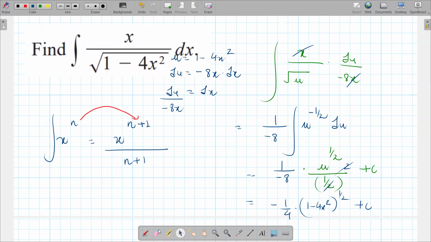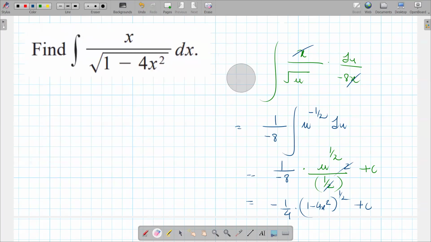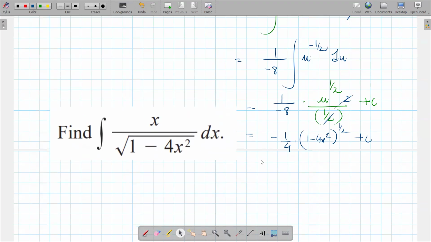That's going to be the final answer. And like I said before, it's very easy to double check your answers with an integral because you just take the derivative. Now, if you take the derivative of this, hopefully we get this. And let's see if that's the case. So take the derivative, the 1 over 2 comes in the front, so negative 1 over 4 times 1 over 2 times the inside stays as it is.